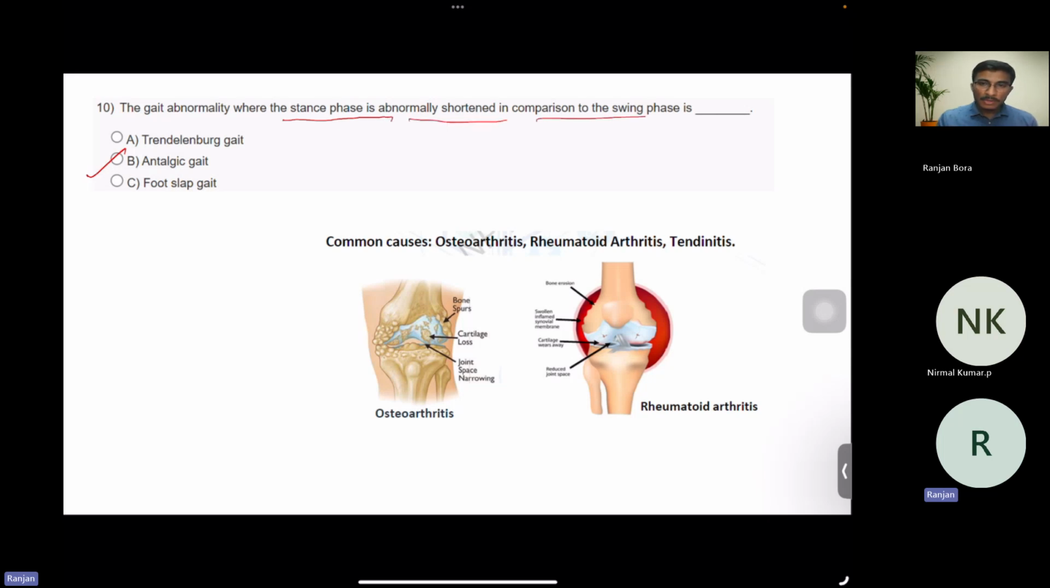phase. While the person walks, he or she tends to place the foot and takes less time in the stance phase and more time for the swing phase, for getting some comfort from the pain. The common causes for antalgic gait are osteoarthritis, rheumatoid arthritis, and tendinitis. These are some diseases which happen in our joints. This is an image for osteoarthritis, and this is an image for rheumatoid arthritis.